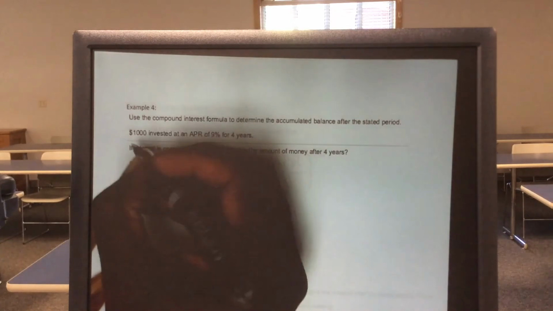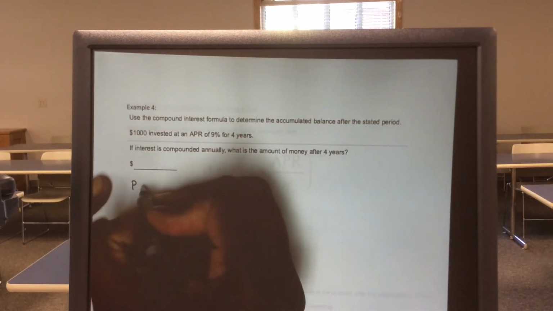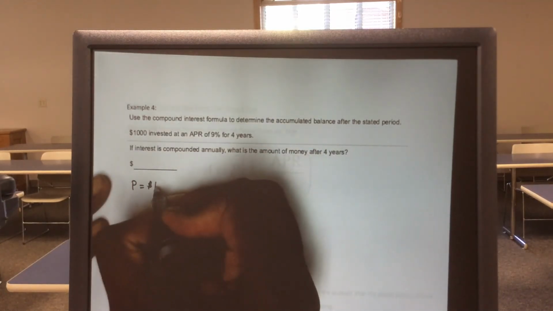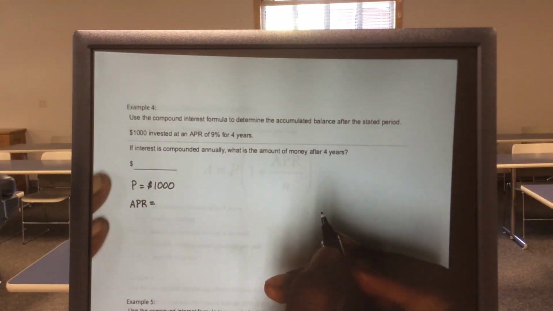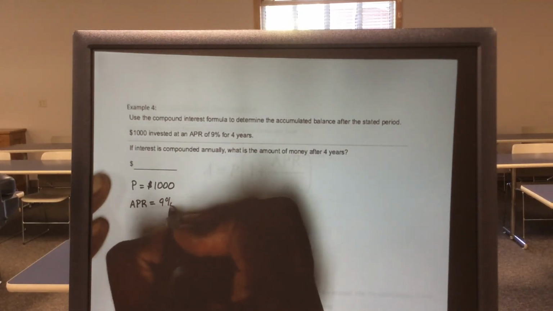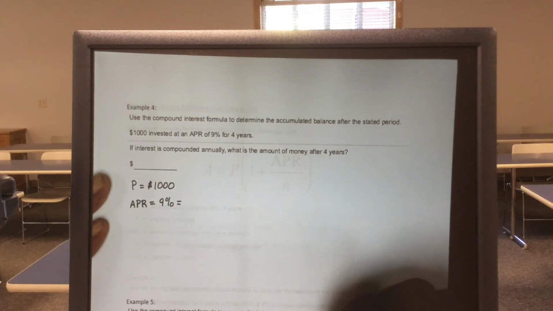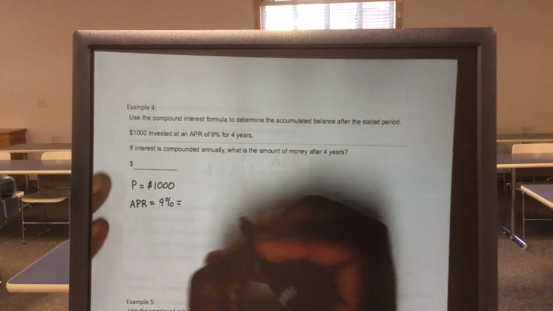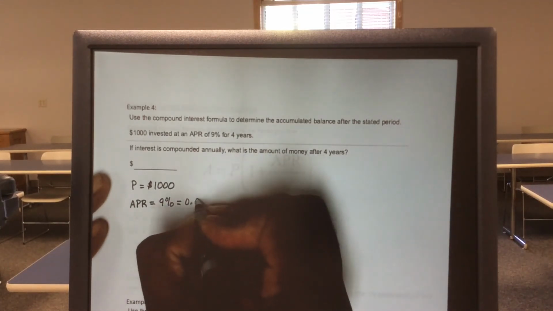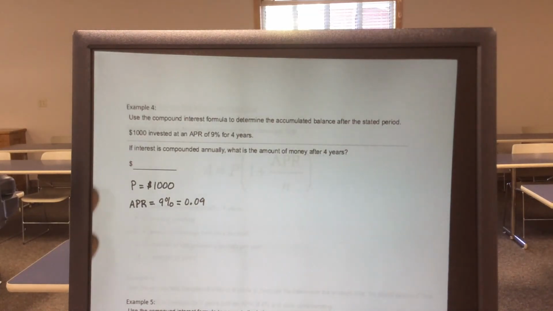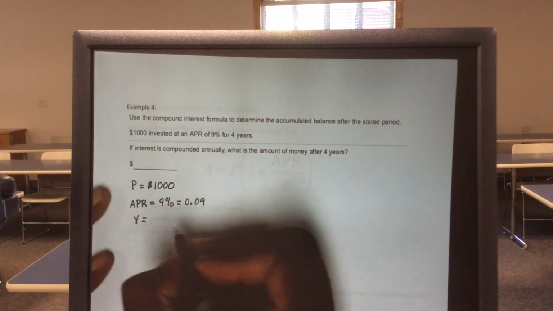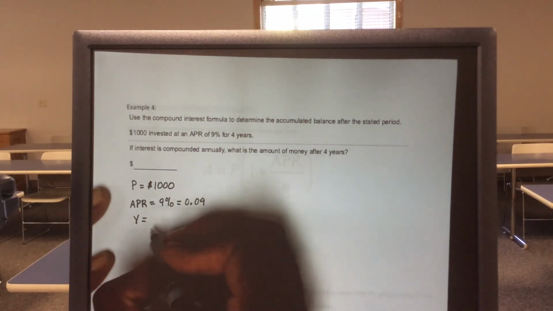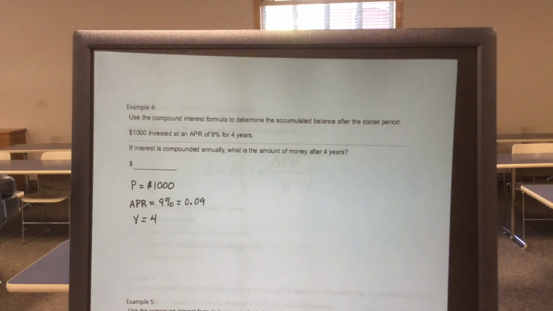Okay, so now we've got a principal, that's your P, of $1,000. Your APR, that's the annual percentage rate, of 9%. Now, 9% as a decimal: if you do 9 divided by 100, you'll get a decimal of 0.09. And then your Y, which is your number of years, that's going to be 4.